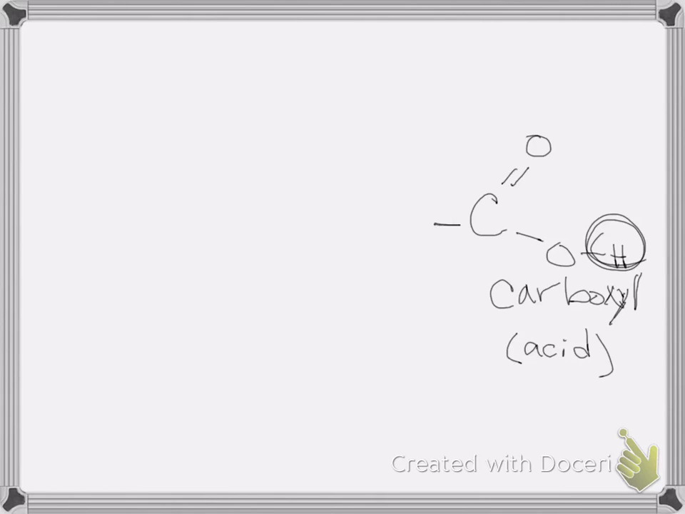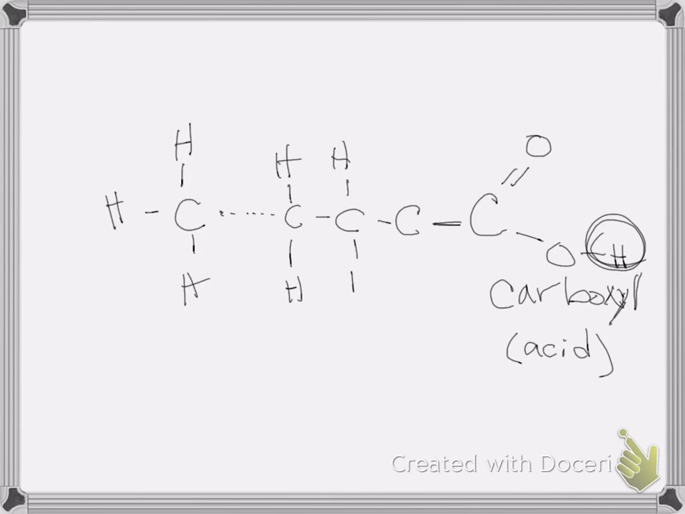But that carboxyl group is attached to a big, long chain of lots of carbons, and those carbons have nothing else but hydrogens attached to them. Does everybody understand what the little dots mean? Those little dots mean I ran out of room to draw more.